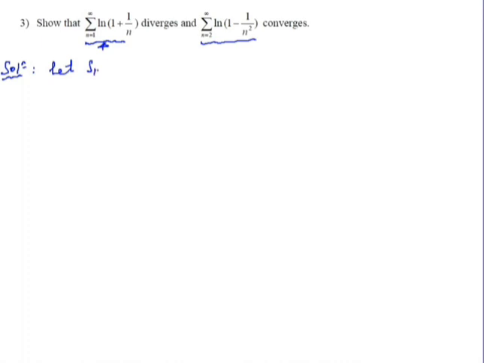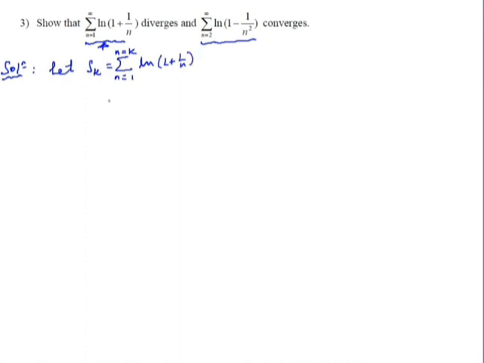let the partial sum of this series, say SK, is given here, n starting from 1 up to n is equals to k. Here the partial sum is ln of 1 plus 1 over n.